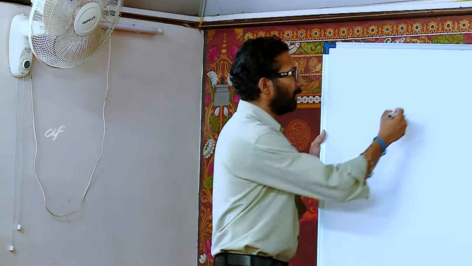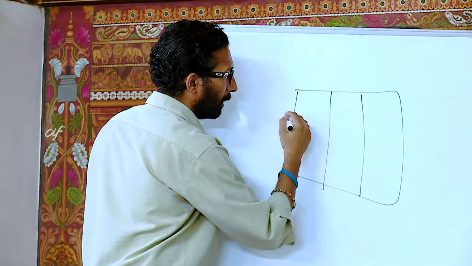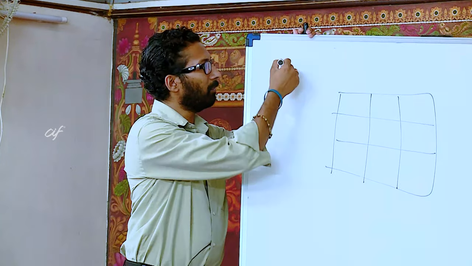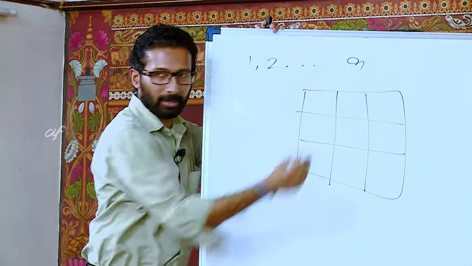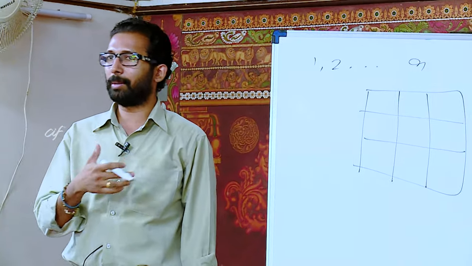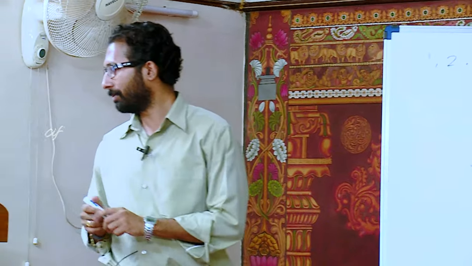So first we'll look at a 3x3 magic square. A 3x3 regular magic square we are looking at first. So a regular magic square will have numbers 1, 2, up to 9. We have to place the numbers in such a way that every line adds up to 15, the same total. So how do we place them? The procedure is very simple.